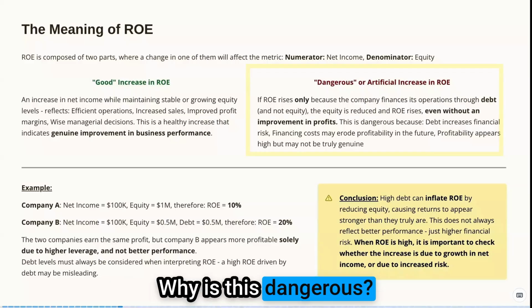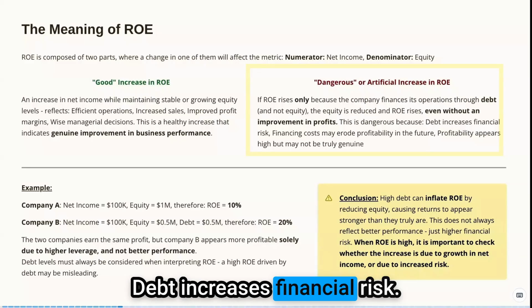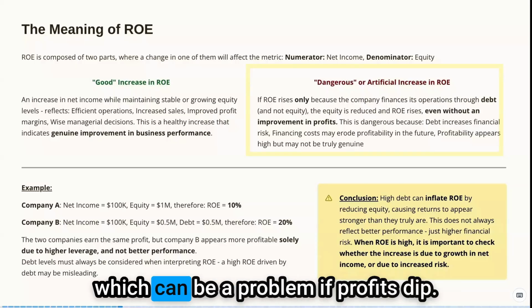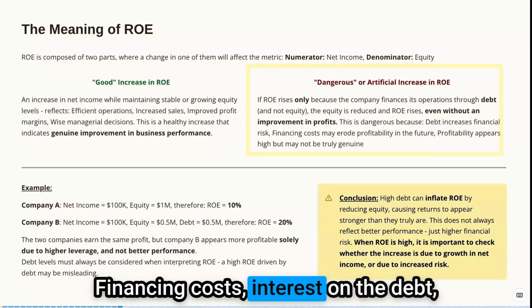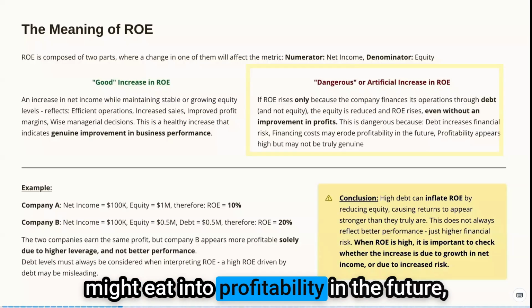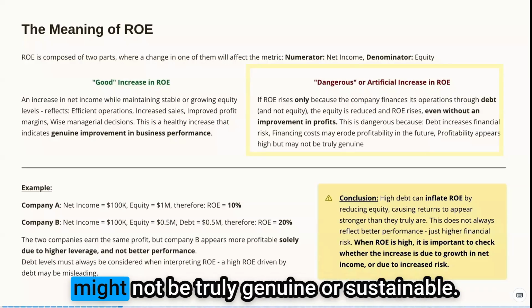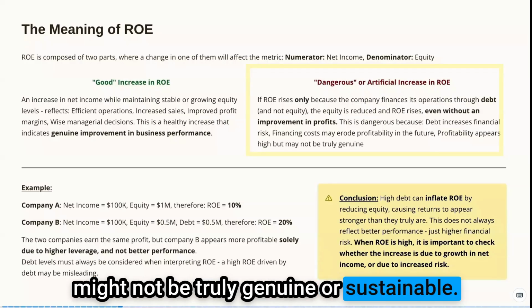Why is this dangerous? Debt increases financial risk. More debt means more fixed payments, which can be a problem if profits dip. Financing costs, interest on the debt, might eat into profitability in the future. The profitability might look high, but it might not be truly genuine or sustainable.